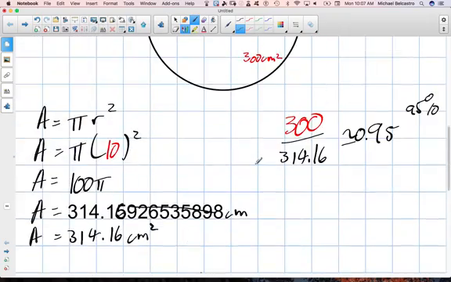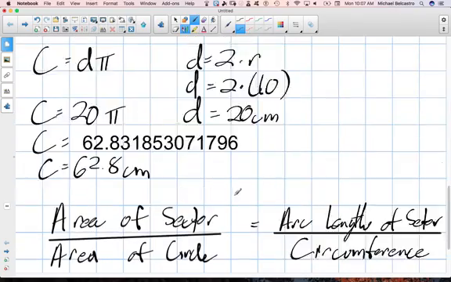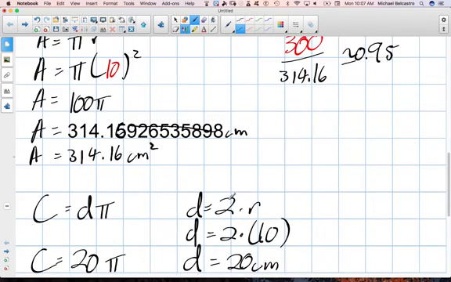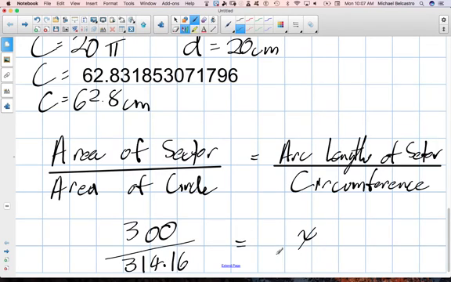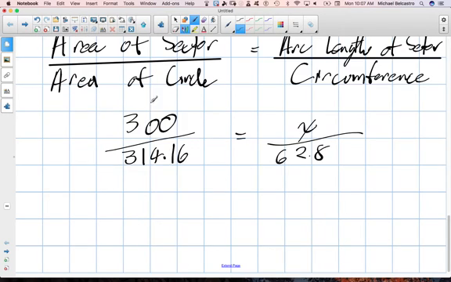The area of the sector is 300, and the area of the circle is 314.16, so let's plug those in. So 300 divided by 314.16 is equal to the arc length of the sector, which is actually our unknown, that's what we're trying to solve, over the circumference, which is 62.8 centimeters. Now we already divided this on the outside, and it was approximately 95, or 0.95 as a decimal, is equal to x over 62.8.